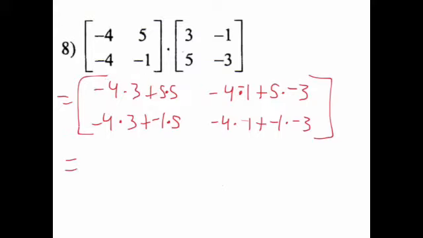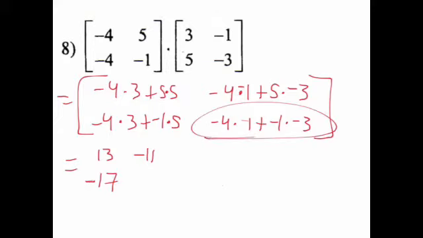Negative 4 times 3 is negative 12. 5 times 5 is 25. Negative 12 plus 25 is going to be positive 13. The next one, negative 4 times negative 1 is positive 4. 5 times negative 3 is negative 15. So positive 4 plus negative 15 is going to give me negative 11. On the next one, negative 4 times 3 is negative 12. We've done that multiple times now. Negative 1 times 5 is negative 5. So negative 12 plus negative 5 is going to give me negative 17.